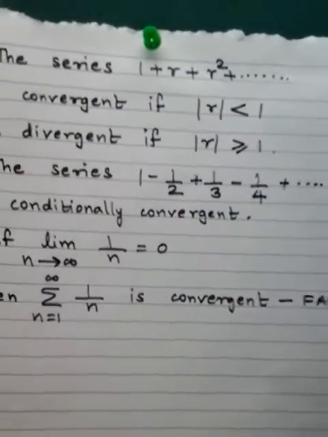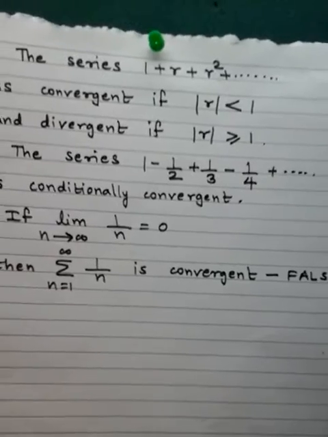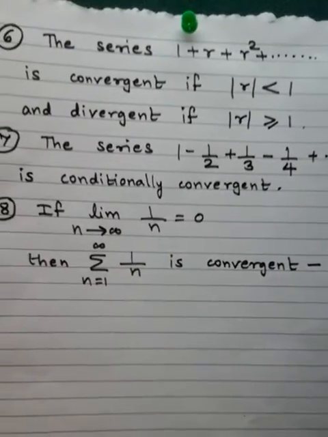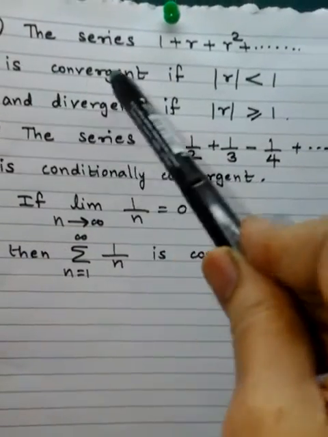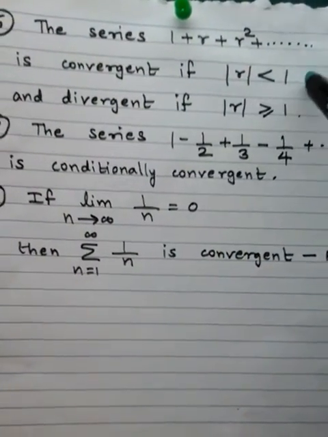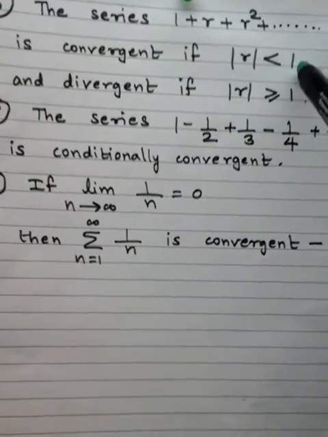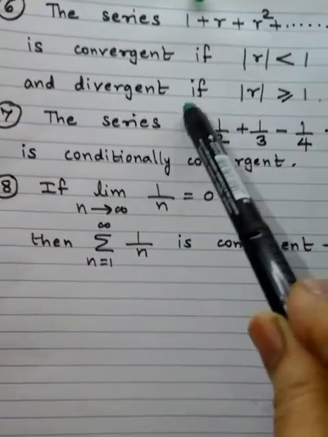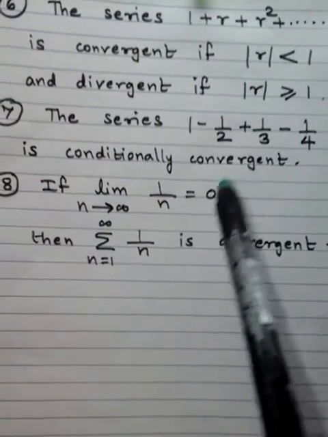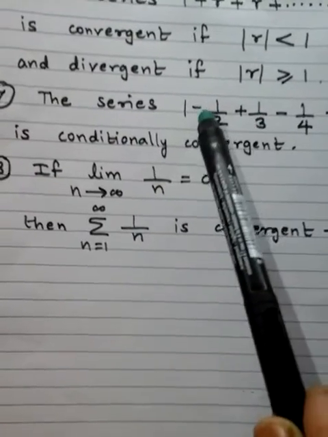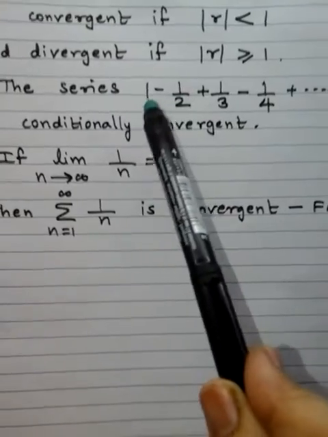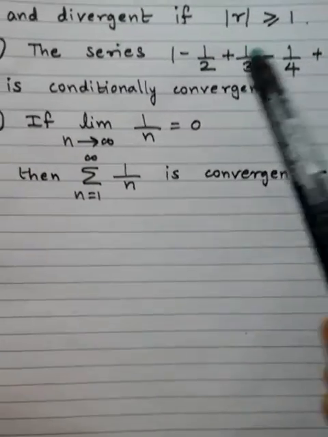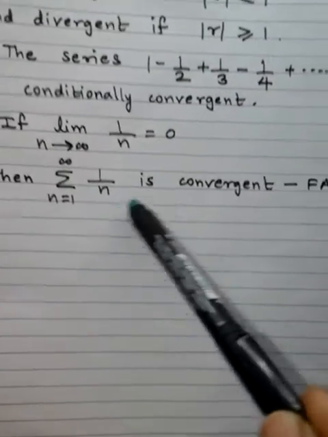Then you have the geometric series. We have used it in so many examples, as you know. It is 1 plus r plus r square and so on, and it is convergent if mod r is strictly less than 1. Please note it is strictly less than 1. And it is divergent if mod r is greater than or equal to 1. Then you have again the harmonic series and it is conditionally convergent. This is alternating harmonic series and it is conditionally convergent.